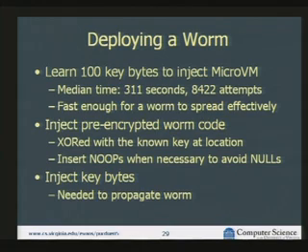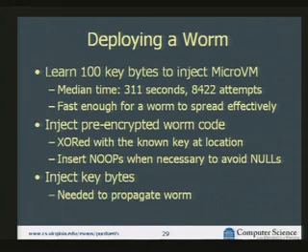We need to be a little careful because we can't inject nulls. So if the bytes that we want to inject would be a null, we need to insert a no-op. And we can do that. And if we're lucky, we can inject the whole MicroVM almost all the time within 100 bytes. If we need more no-ops, we might need an extra byte or two.